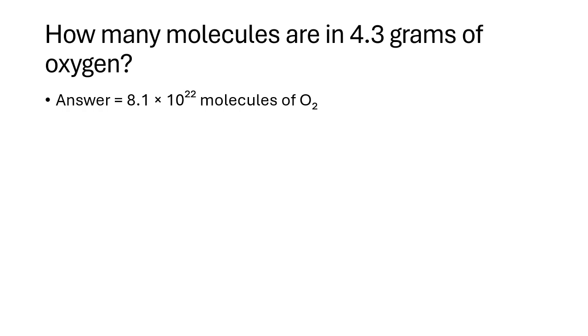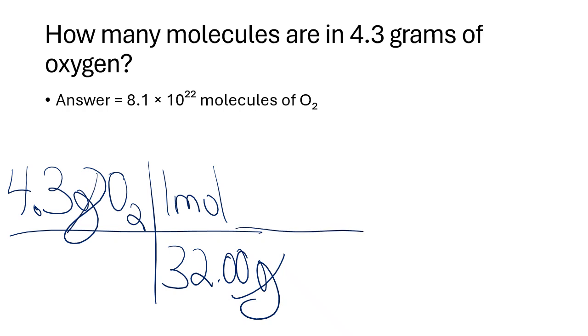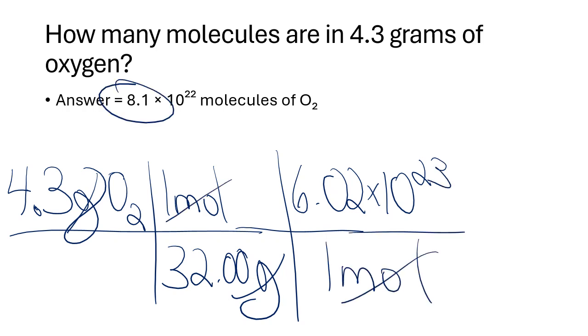here we're going from grams to molecules, so we can look at the molar map. We can start off with given 1 mole is 32.00 grams, because oxygen's a diatomic, times 6.02 times 10 to the 23rd per 1 mole. Cancel those out. We have 2 sig figs, so the answer is going to have 2 sig figs.